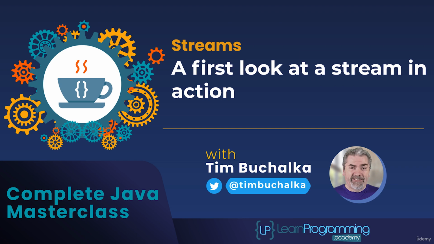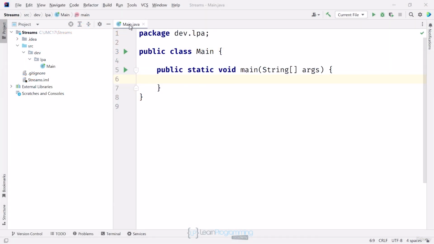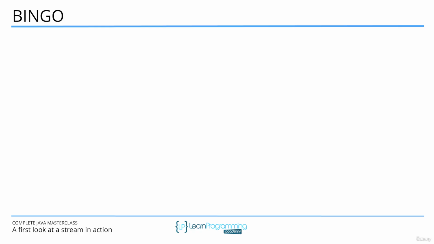I'm starting with a new project I've called Streams. I'm going to set up a collections example and then show you how to do the same thing using streams. Inside the main method, I'll be creating a list of strings to represent the ball labels in a bingo game.